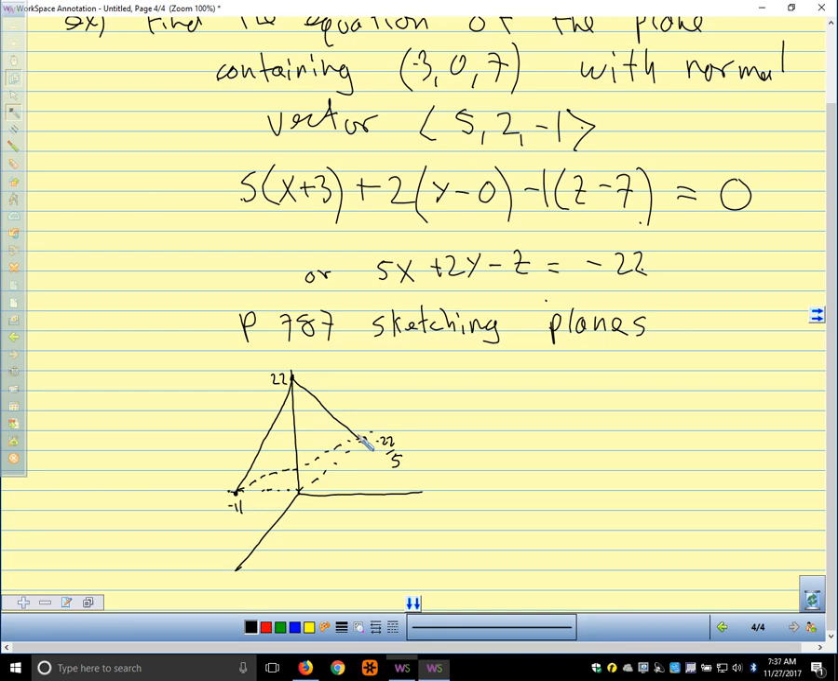So it's basically just sketching a plane. So sketching a triangle and labeling. Yeah, yeah. And on page 287, it explains that process in a little more detail. But really, that's all there is to it.